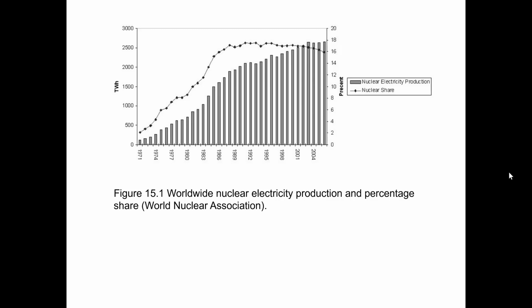Here we have a graph that shows the worldwide nuclear energy production and percentage share. As you can see, on the y-axis we have the terawatt hours of electrical energy produced worldwide by nuclear, starting from 1971 up through, I think, about 2007 here, and you can see that there has been an increase over time.